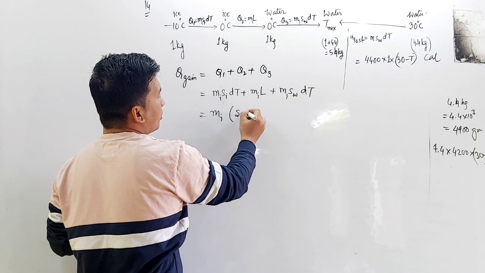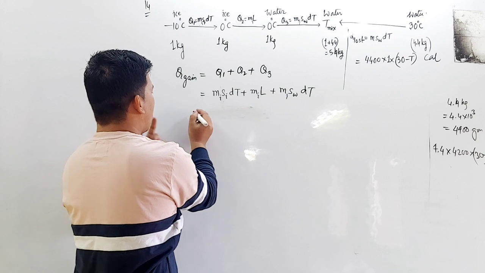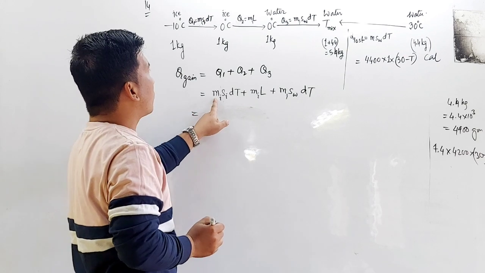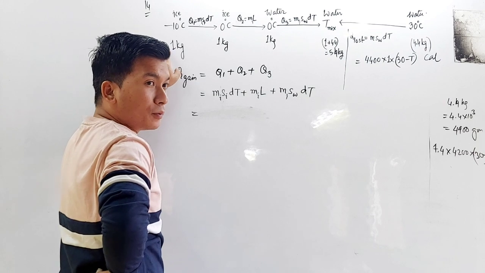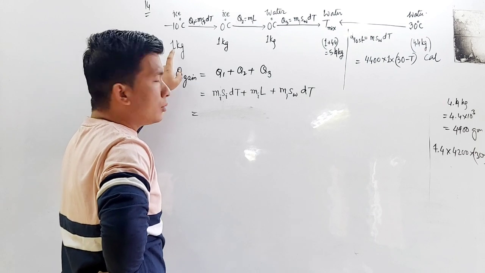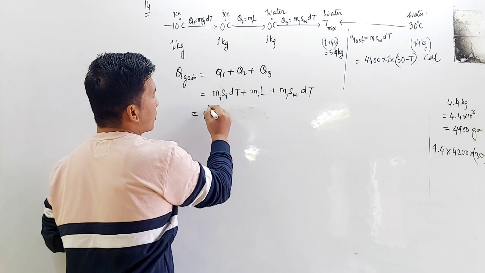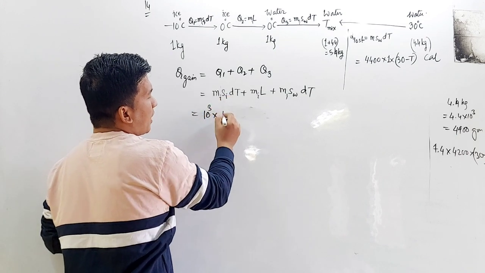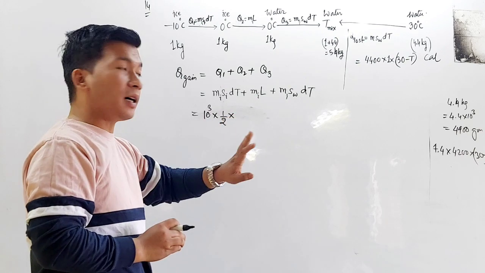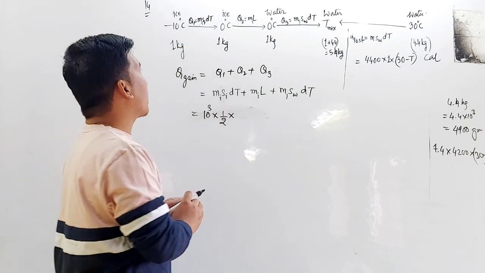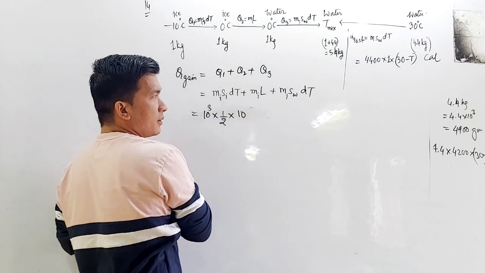Specific heat of ice. Mass is 1 kg, which is equal to 1000 gram, so we can put it as 10 to power 3 gram. Specific heat of ice is half. The temperature is increased from -10 to 0, which is 10 degrees.